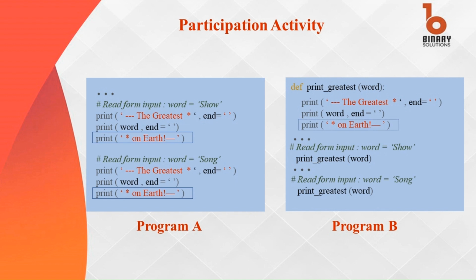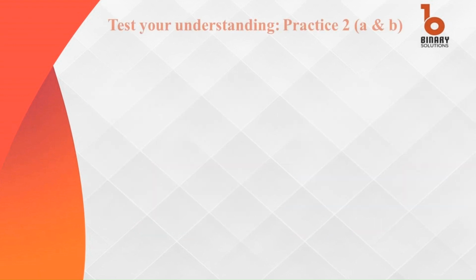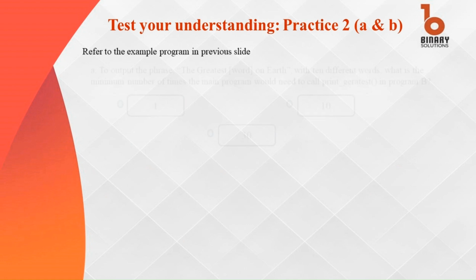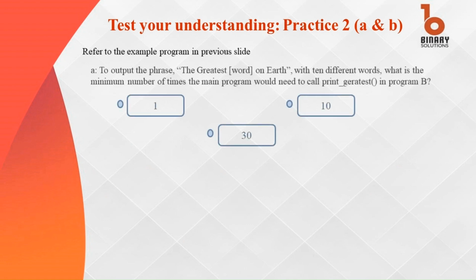Now that we've covered the concept of calling a print function multiple times with an example, it's time to put your knowledge to the test. Are you ready to see how well you've grasped these concepts? Let's dive into some quick questions to check your understanding. Think carefully and type your answers in the comments for me to review. Here comes the first question. To print the greatest word on earth with 10 different words in program B, how many times do you think the main program needs to call print greatest?